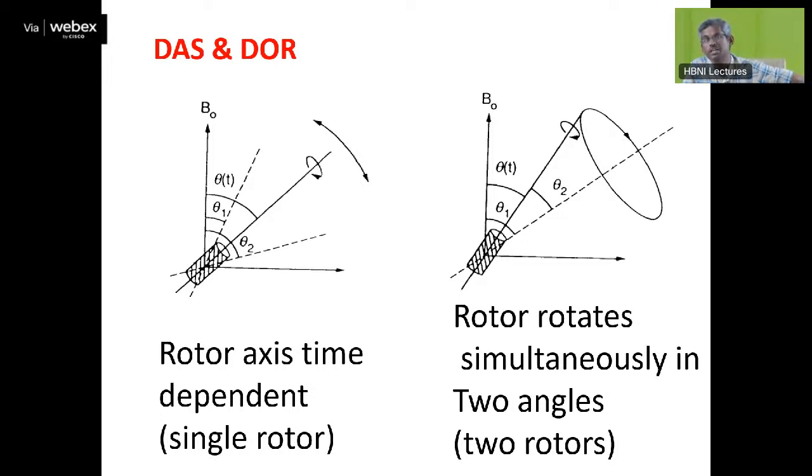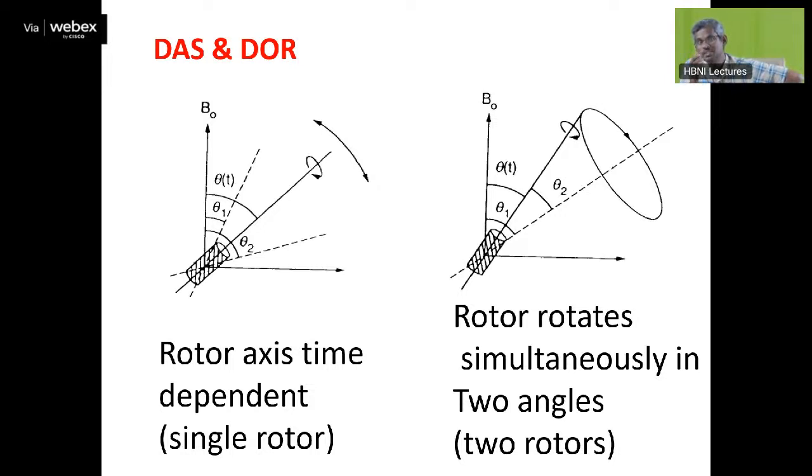So that is why a new technique called double angle rotation. We talked about magic angle spinning, correct? Now the magic angle spinning is only at a particular angle. Now, if you can manage in such a way, you can rotate in 2 angles.